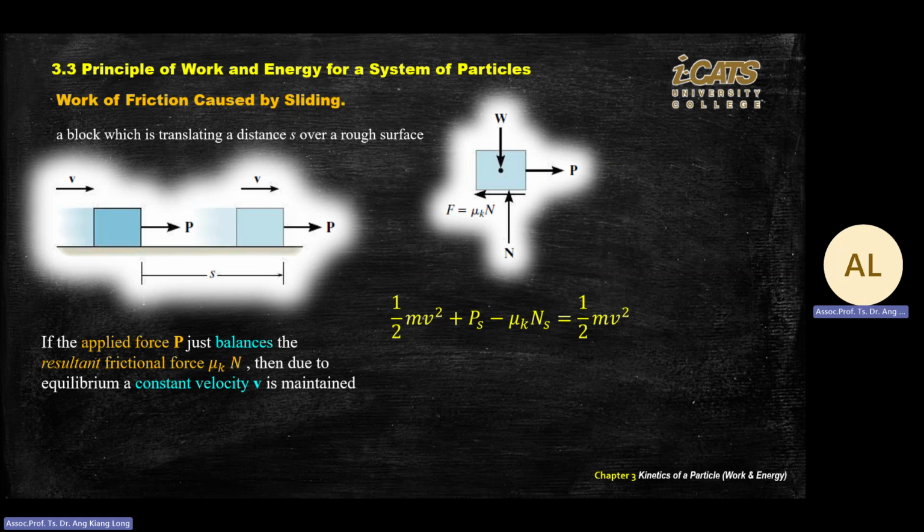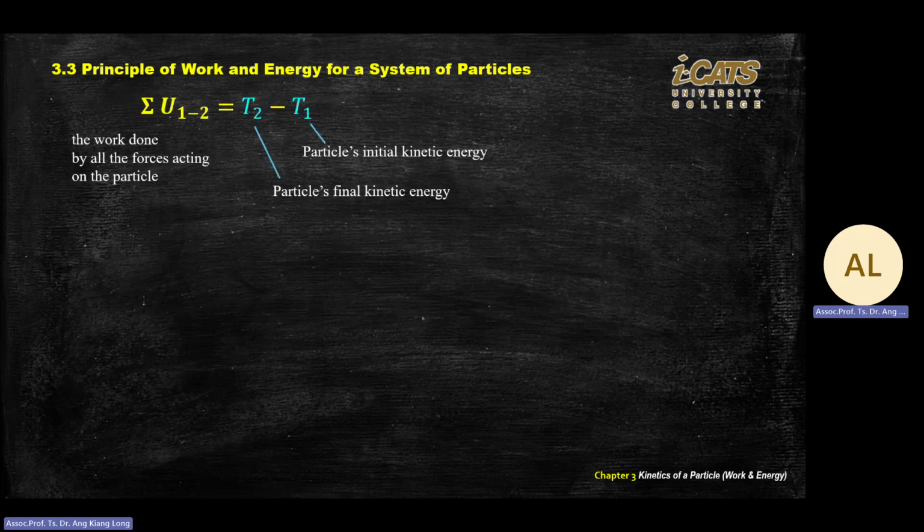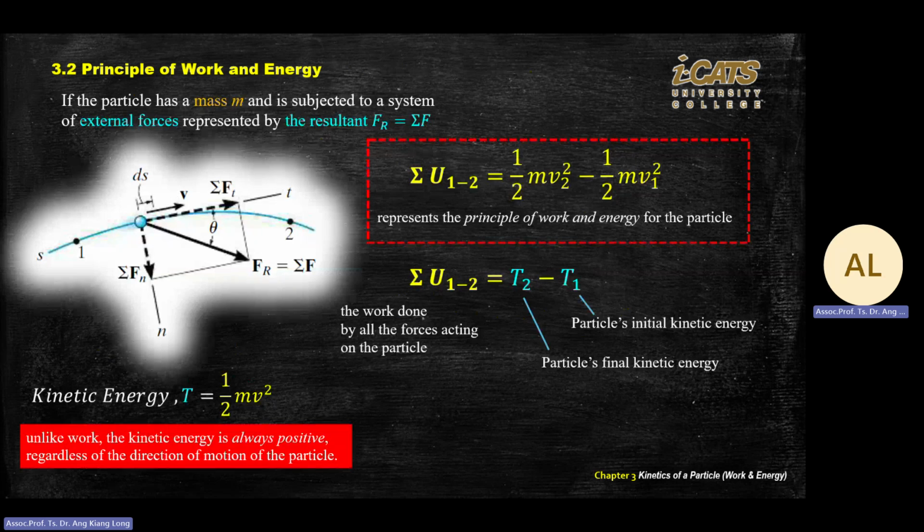And then you put half m v squared 2 minus half m v squared 1. You get the principle of work and energy equation. Then you balance the equation. What is missing, you find. This one is V2 minus V1 always. The end result minus the early result means 2 minus 1.